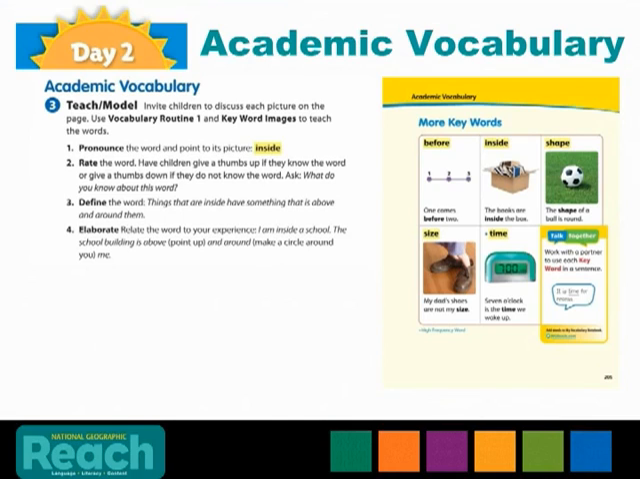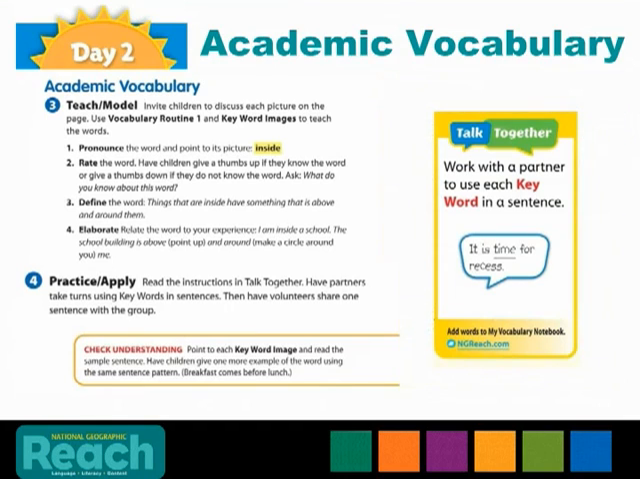Following the grammar lesson, it's time to teach the academic vocabulary words. These are known as delivery words because they are words that surround or are used to deliver the content. Remember, teaching these words will follow the same routine as the content vocabulary on day 1, vocabulary routine number 1. When it's time for students to practice and apply, they will talk together in pairs to solidify their understanding of the words.